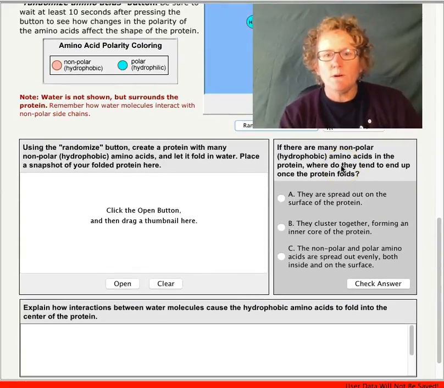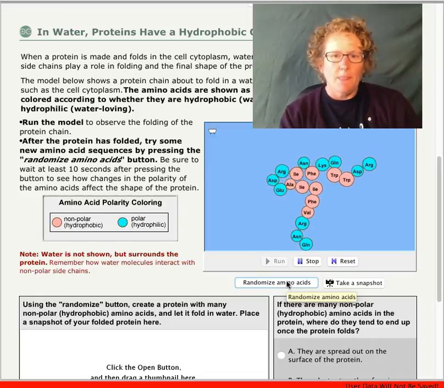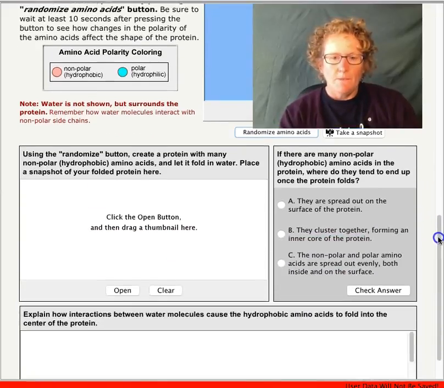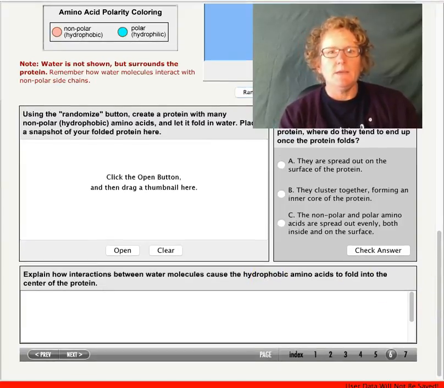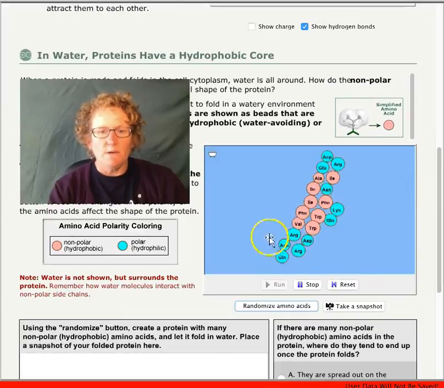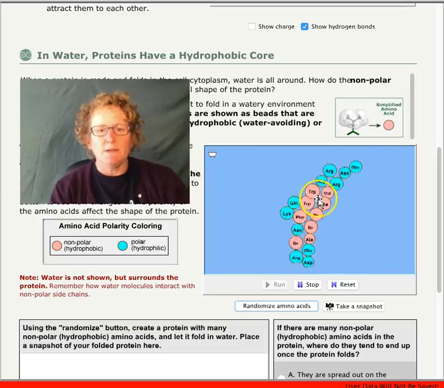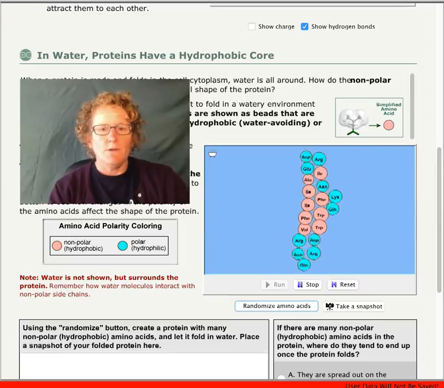So if there are many nonpolar or pink amino acids, hydrophobic amino acids, where do they end up? Well, let's pick another one and see what happens. They tend not to end up at the edges. So explain how the interactions between water molecules cause the hydrophobic amino acids to fold into the center of the protein. Well, basically, the polar or hydrophilic or water-loving amino acids want to hang out with water and make some hydrogen bonds. Everybody else doesn't. They'd rather hang out with each other. The hydrophobic amino acids like to hang out with other hydrophobic amino acids. So there's your thought for question 6.